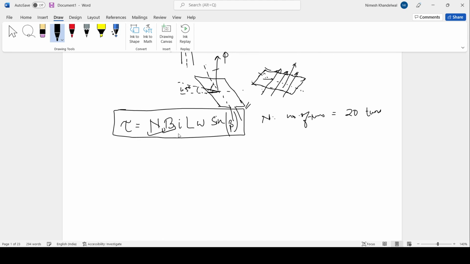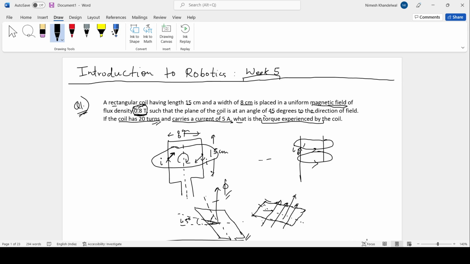B here is the flux density, which I have represented by phi. It is given in Webers, right? Weber is the SI unit of magnetic flux. No, Tesla, sorry. So the flux density is given as 0.8 Tesla.